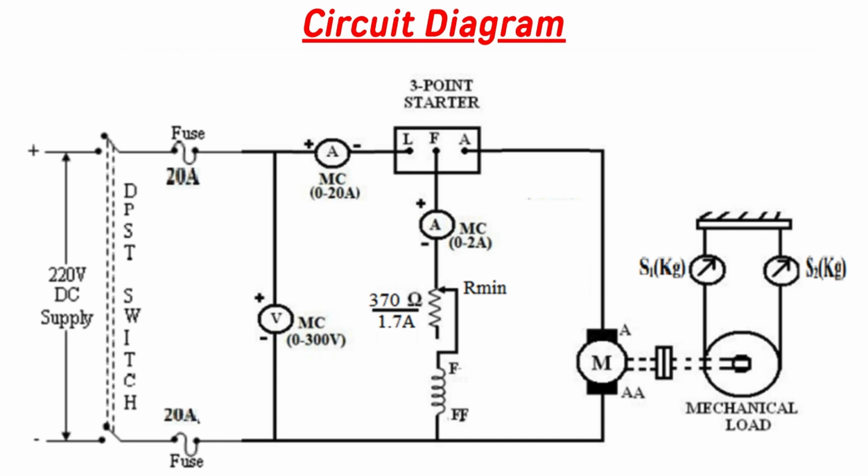It will have R minimum, that is a rheostat of rating 370 ohms by 1.7 amperes. F and FF indicate the field winding, whereas A and AA indicate the armature winding, which are connected to the mechanical load consisting of two spring balances S1 and S2. S1 is in kgs and S2 is also in kgs.